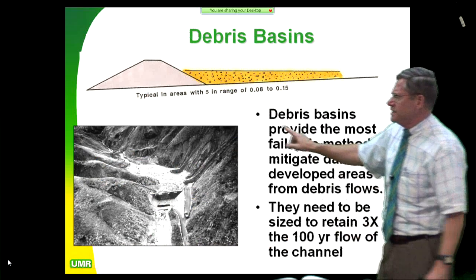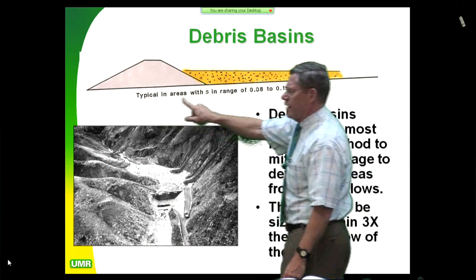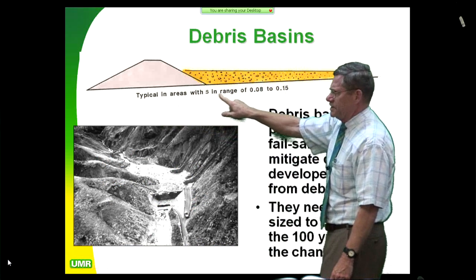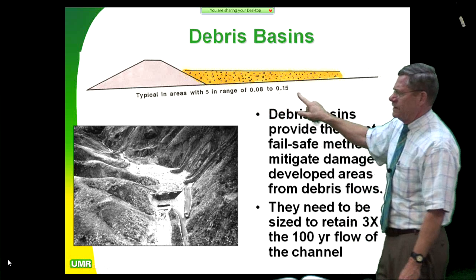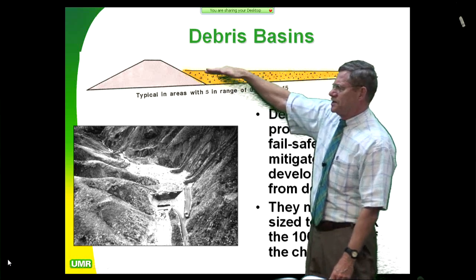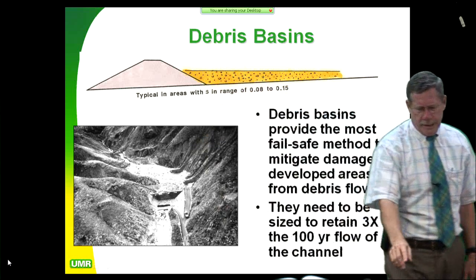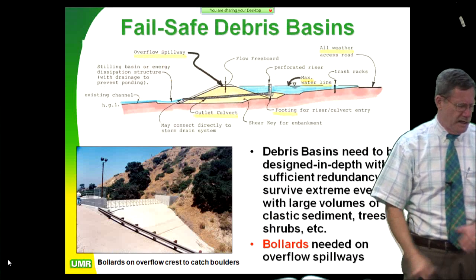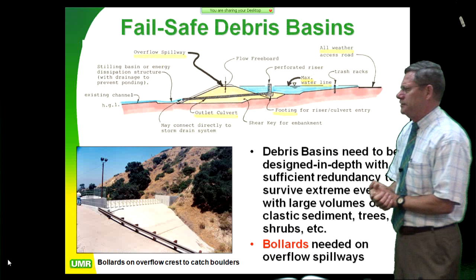Where do you put these basins? Typically where you have a slope, hydraulic grade S, in the range of 8 to 15%. You do it much steeper than 15%, you're not going to get much storage behind the thing. Now, how do you design these things? I've designed a lot of them.